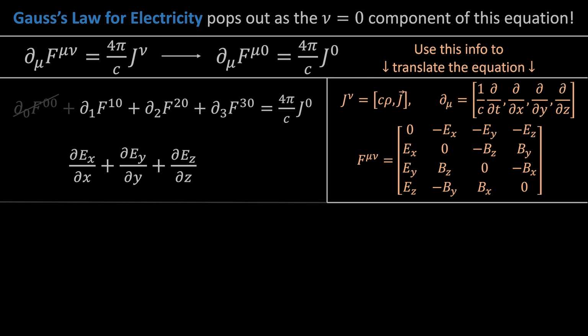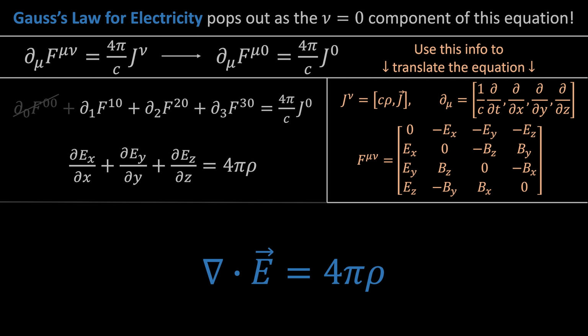Now, on the right-hand side of the equation, we recognize that J0 is the speed of light times the charge density rho. So when we plug that into the equation, the speed of light cancels out with the 1 over speed of light, and we end up with 4 pi times the charge density. Now all we have to do is recognize that the left-hand side of this equation is the definition of the divergence of the electric field, and we can write this equation as the divergence of the electric field equals 4 pi times the electric charge density. And that is none other than Gauss's law for electricity. Wow, what a deal. It's all coming together.